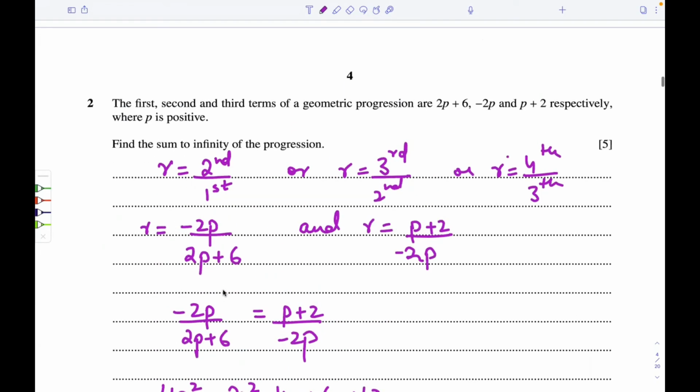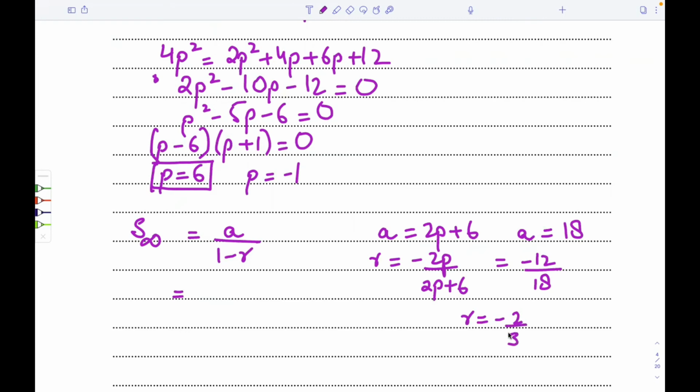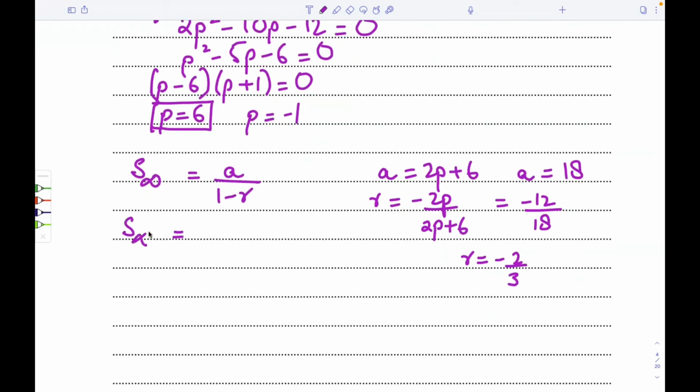So we know that a is equal to 2p plus 6. Taking p is equal to 6, we get a is equal to 18: 2 times 6, 12, plus 6, 18. The common ratio can be taken as minus 2p divided by 2p plus 6. Substituting 6 into the equation, we get minus 12 upon 18, which makes r equal to minus 2 upon 3.